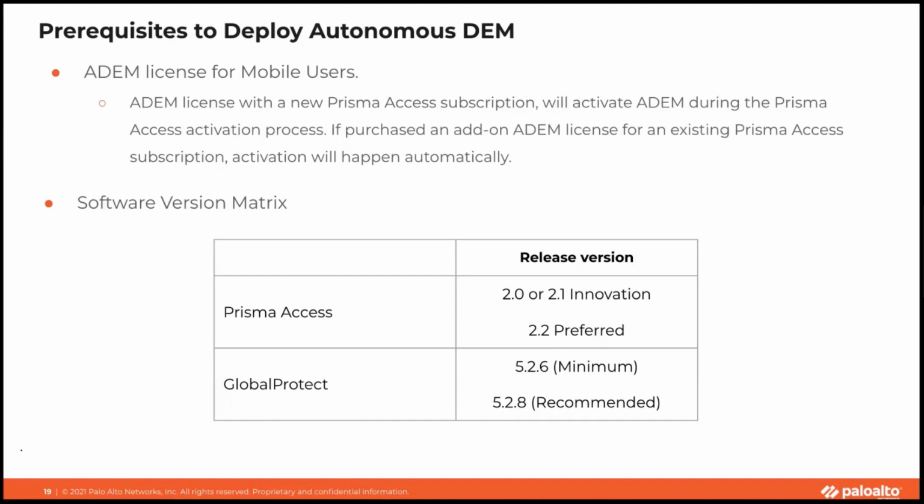So here are some of the prerequisites before you deploy Autonomous DEM in your environment. ADEM license for the mobile users. At the moment, the ADEM license with the new Prisma Access subscription will activate ADEM when you activate your Prisma Access license. In that activation process, if you are using a new Prisma Access license, it will automatically activate. If you have purchased an add-on ADEM license for an existing Prisma Access subscription, then you have to activate it before deploying.